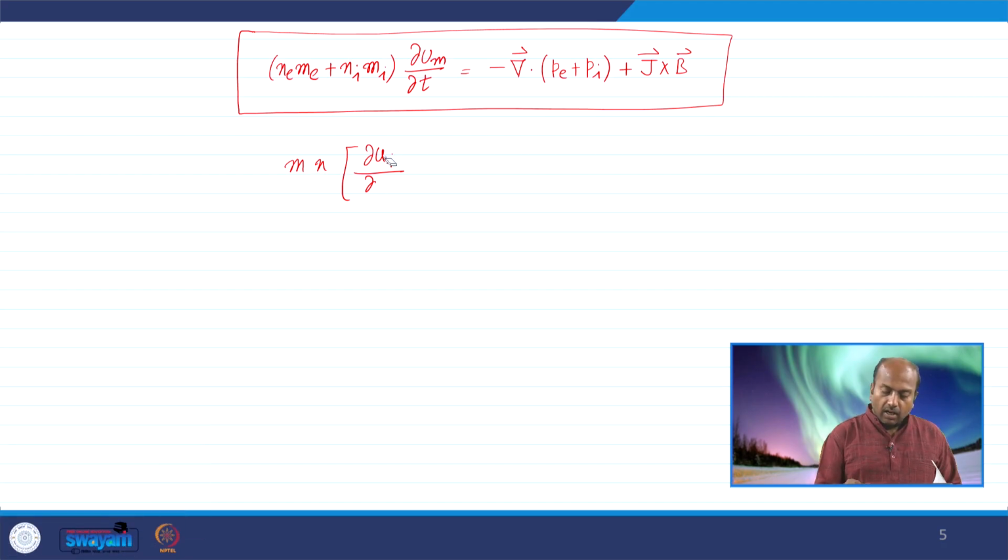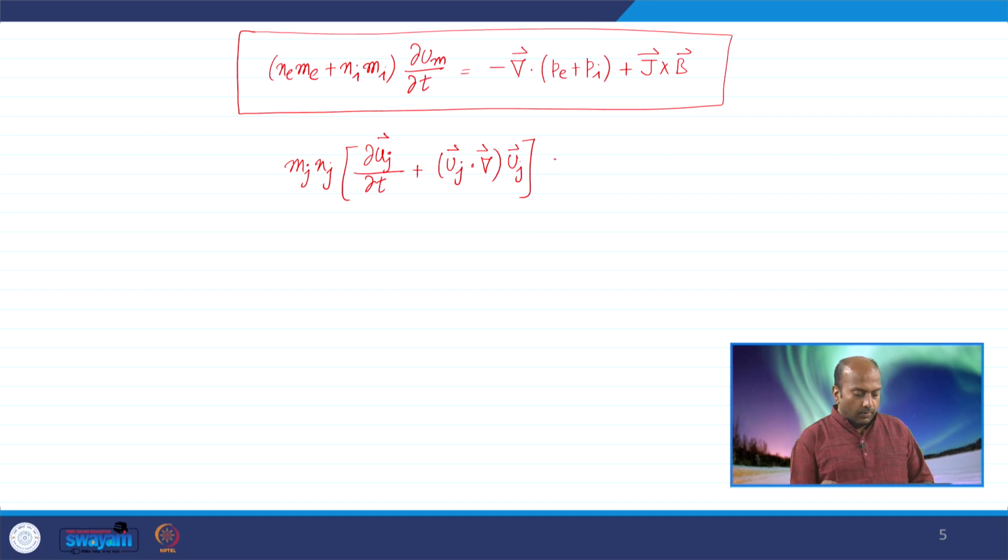So instead I'll use a subscript j: mj nj (∂uj/∂t + uj·∇uj) is equal to −∇p + qj nj (E + uj × B).